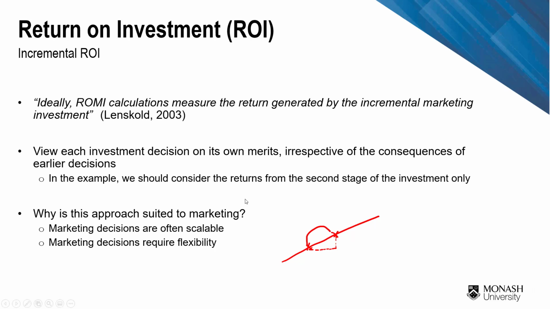Why is incremental sometimes important? Well, it is important because sometimes the results are not really a straight line. It could be something like this, whereby if you change from here to here, it increased rapidly. But when you change from here to here, it's not as much. You can see that it's decreasing. But when you come from here to here, it's increasing to a large extent, right? So that's why it is important. And why is it suited to marketing? It's because marketing decisions are often scalable, so they need to be adjusted, or they require flexibility.